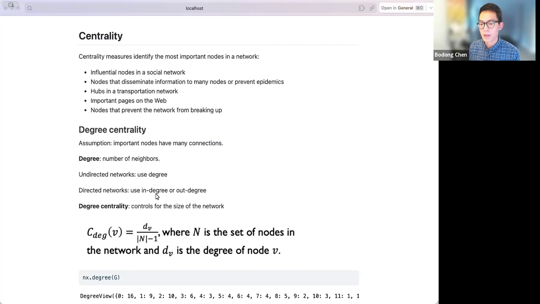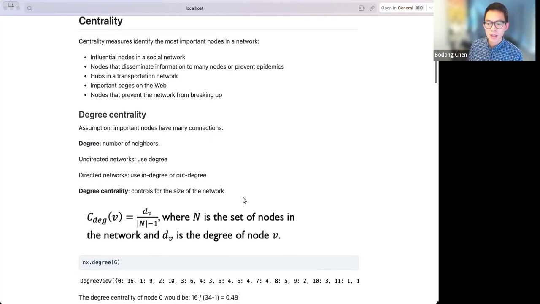Just because there's a direction to be considered. So building on the idea of degree centrality is slightly complicated because it's trying to control for the size of the network, because the degree, in some cases, depends on the size of the network. A larger network may have much larger degree because there's simply more nodes to be connected with.